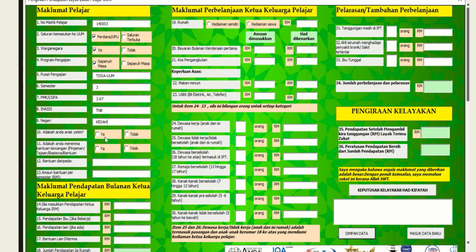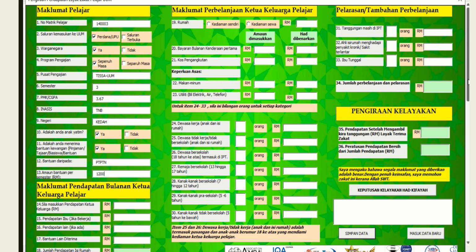Basically, when we have this information, the management will prioritize these students, anak yatim, and also those who don't have any additional financial assistance. However, even though they do have financial assistance, for example PTPTN, the management will still consider them as the PTPTN amount is quite minimal.